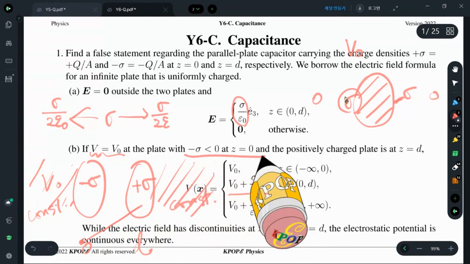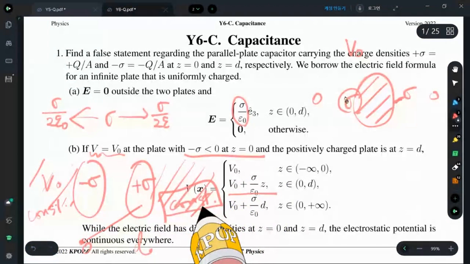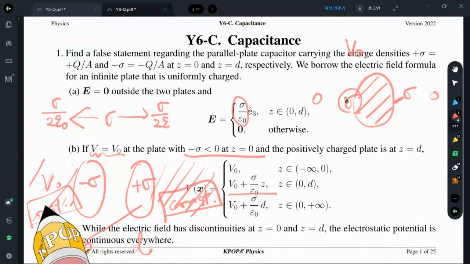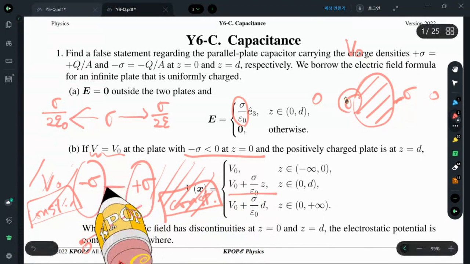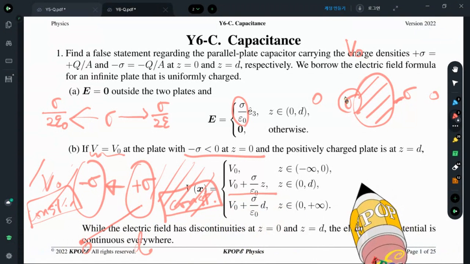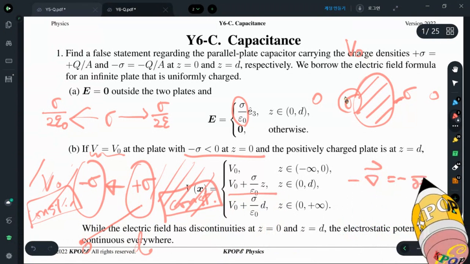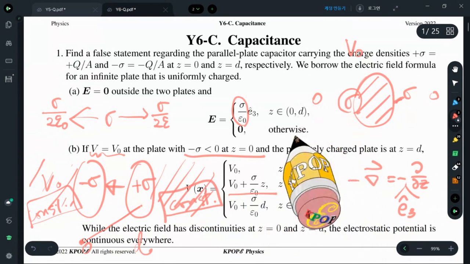Okay, there's nothing wrong. Constant V means electric field is 0. V equals constant, electric field is 0. And the electric field is in this direction because it is minus the gradient, which equals minus the Z derivative times Z hat. Okay, that's it.